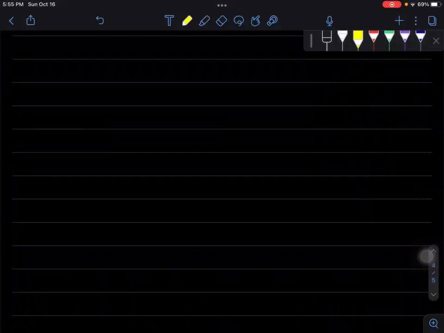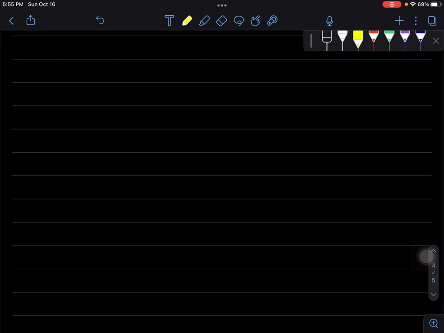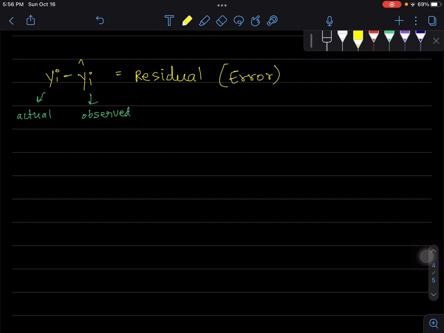Now we will see the residuals, which we actually talked about, but we didn't give it a name. When we say yi minus yi hat, that one value is called a residual. It is just the difference between the actual value and the estimated value. It's the error. What error is it? It's the error when we use yi hat to estimate the actual value, which is yi. So it's just the error, and it's called a residual.